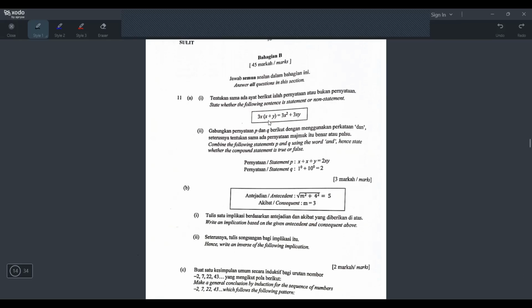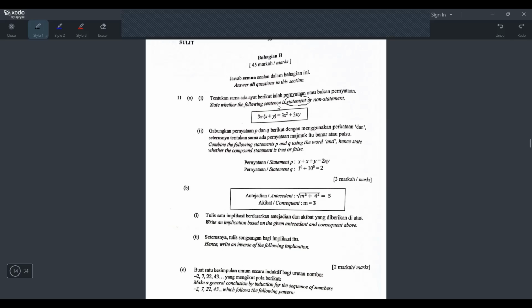Let's check. 3x bracket x plus y equals 3x squared plus 3xy. Whenever I teach in class, I always tell my students, if you see x and y, then it's non-statement. But actually, this is a statement, even though it has xy. The reason is because there is an equal sign. A statement means the sentence is either true or false. You can also say a statement is when you can determine true or false. It means you can determine the truth value. Non-statement is when you cannot determine the truth value, whether it's true or false.